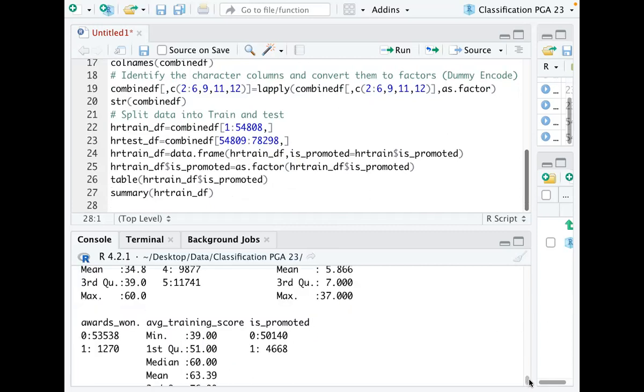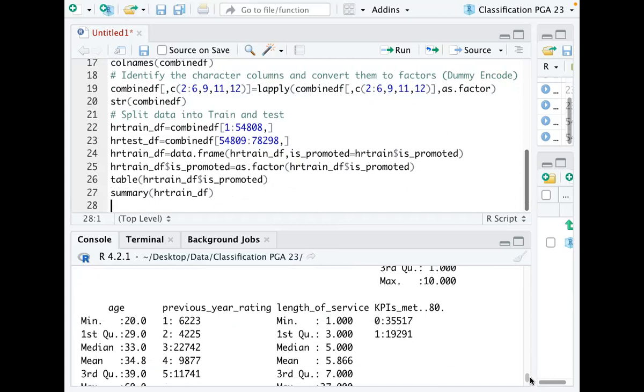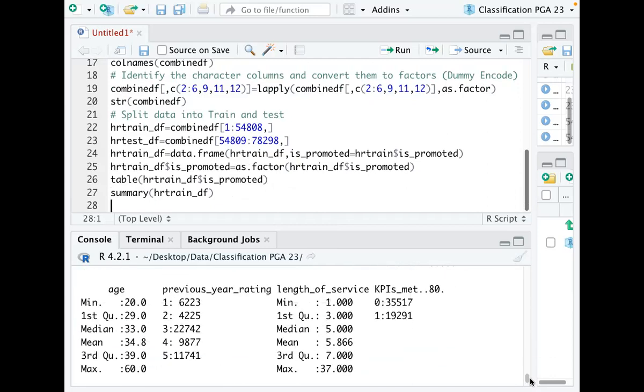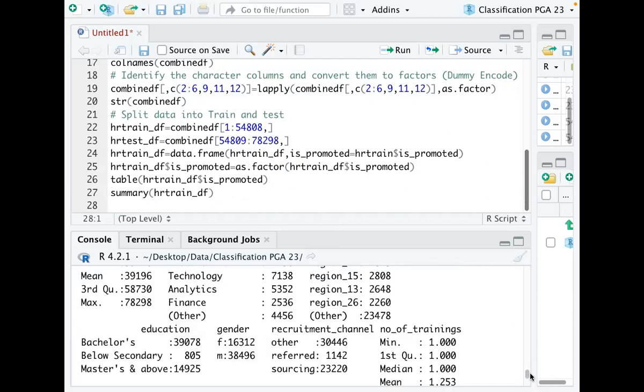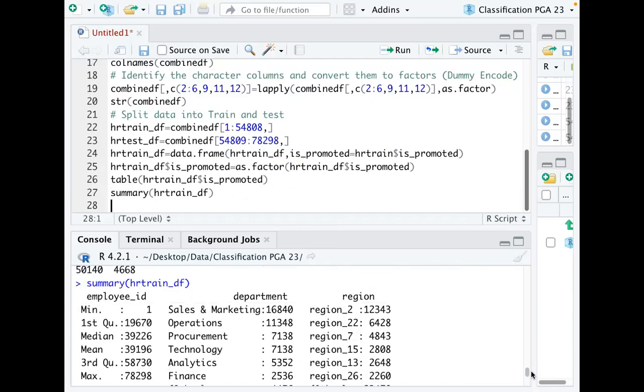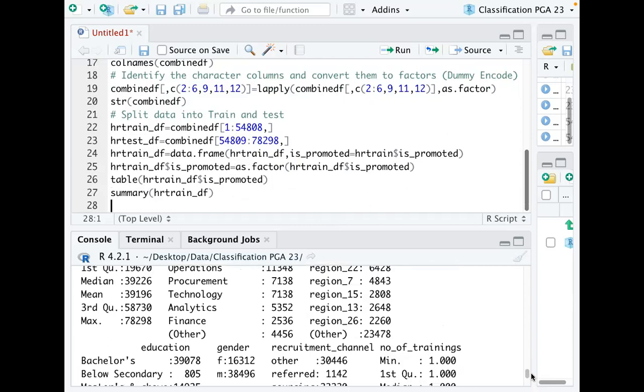Now, once you have converted the factors, see, for numerical data, it is giving you descriptive statistics. For non-numeric data, it is giving you frequency counts. See, gender, female 161312, male 38496, bachelor's, below secondary and masters. So once you convert the data to factors and run the summary command, for numeric data it will give you descriptive statistics, and for non-numeric data it will give you frequency counts.